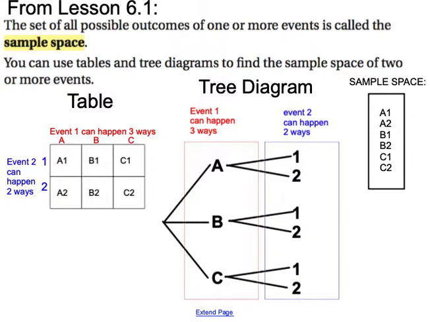From last lesson, remember the set of all possible outcomes of one or more events is called the sample space. You can use tables or tree diagrams to find the sample space of two or more events. A table works well for two events. Along the x-axis, I've put event 1 that can happen three ways. Along the y-axis of the table, I have put that event 2 can happen two ways. That gives us 6 different options here. In the tree diagram, you can also see 3 ways for event 1, 2 ways for event 2.